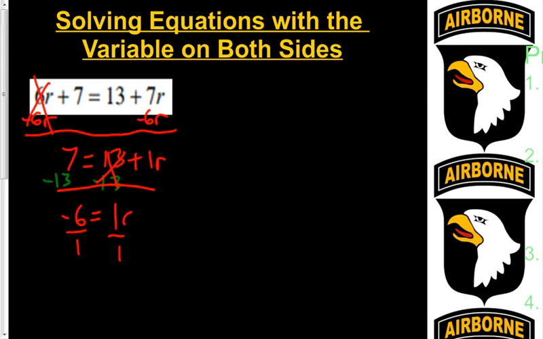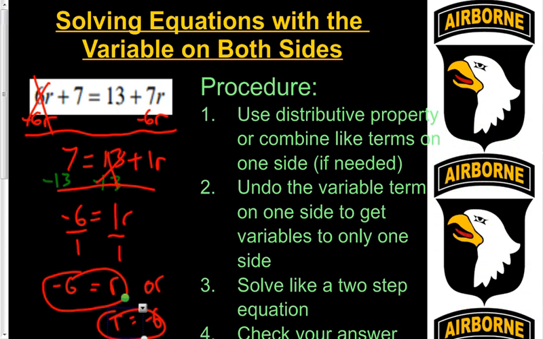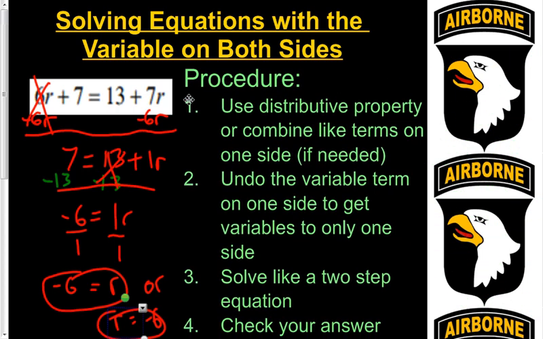But we end up with negative 6 equals r. Or in other words, r equals negative 6. So you can write it either way. Now, how can we write that in a procedure? Well, here I've got one for you. Exactly what we just did, step by step. So write down this procedure here.